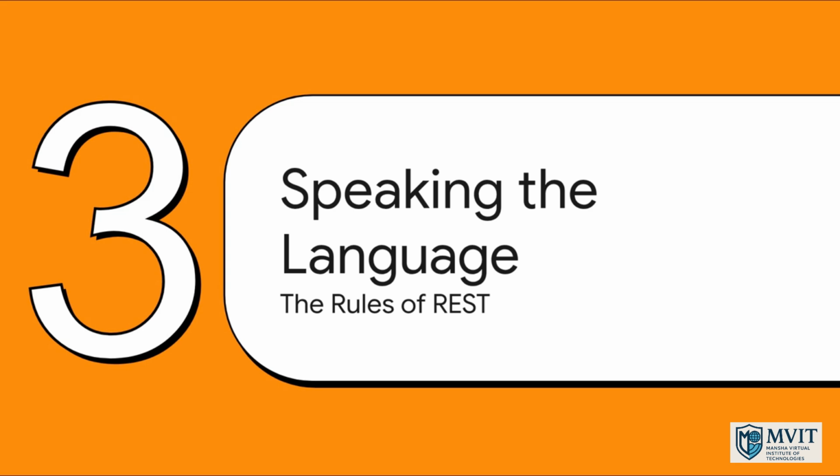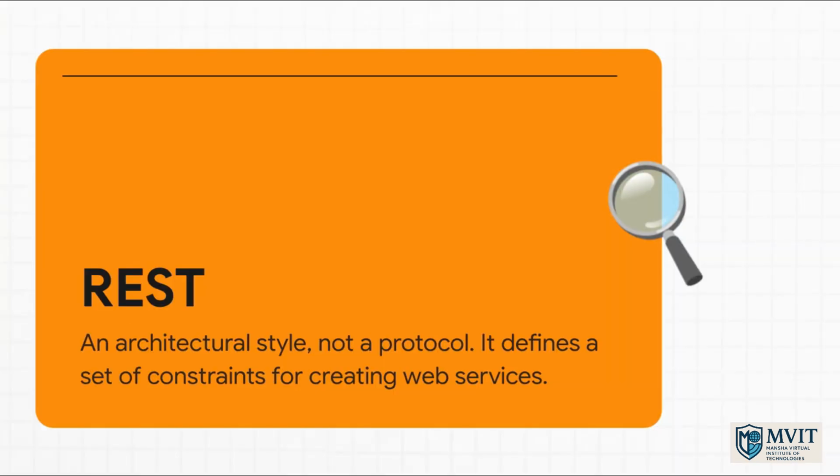Now, for this restaurant to not be total chaos, there have to be rules, right? The waiter needs to know how to talk to the kitchen. There needs to be a standard way of doing things. And in the world of web APIs, the most popular set of these rules is called REST. REST stands for Representational State Transfer, which sounds super technical, I know.